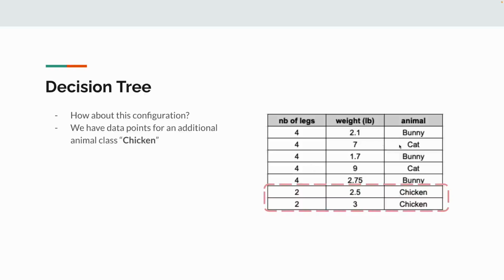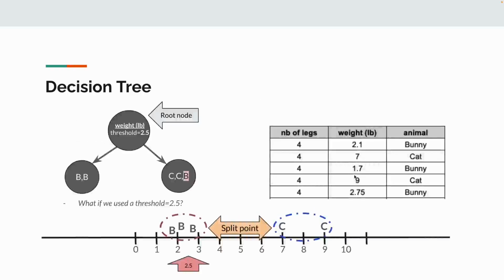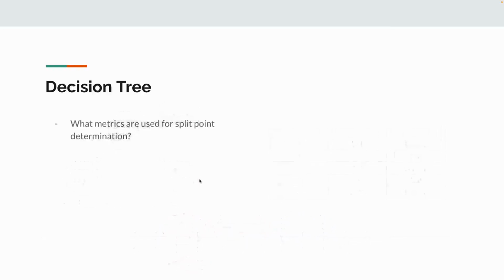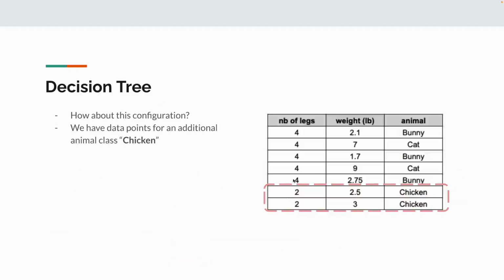If you see, we had 5 data points and we had a tree that we have already seen here. Now we added a few more data points. So 2 new chickens, and they have 2 legs and they have their own weight. We'll do the same exercise that we have done for our previous case with these data points.